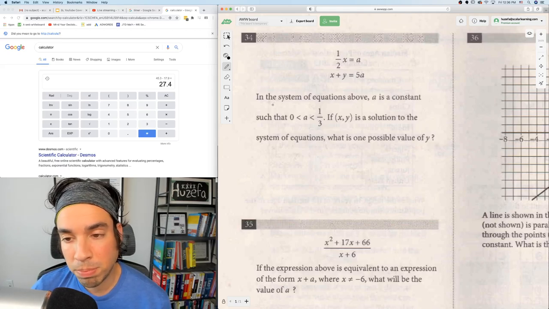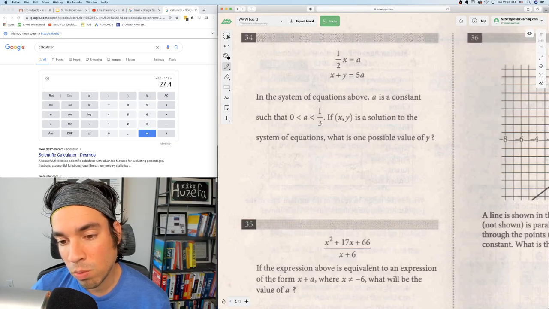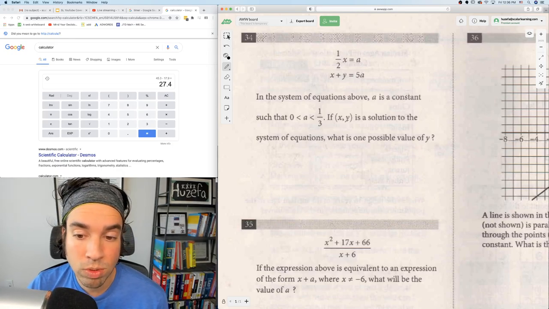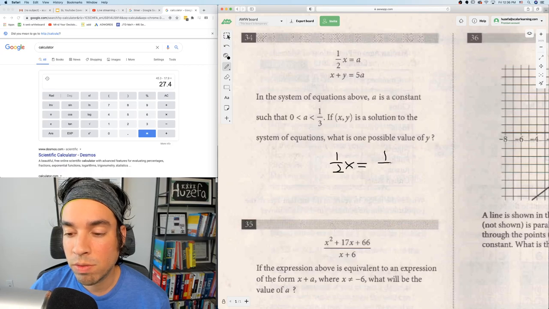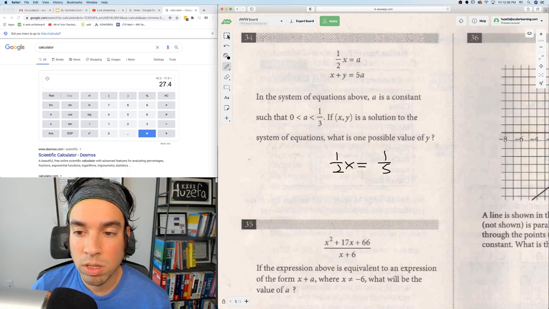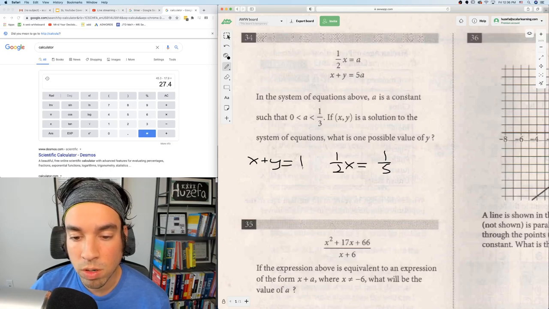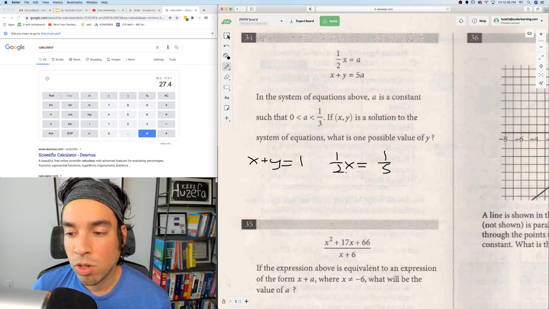So what I'm going to do is plug in something random for A. I'm going to plug in 1/5 because that will turn that into a 1. That's allowed, right? That's between 0 and 1/3. So 1/2 X equals 1/5. And then the other one is X plus Y equals 5 times 1/5, which is 1.